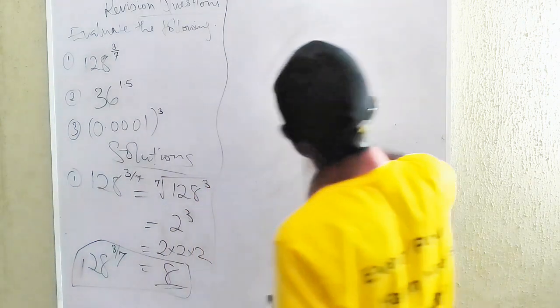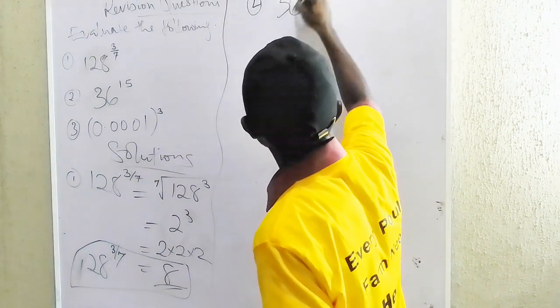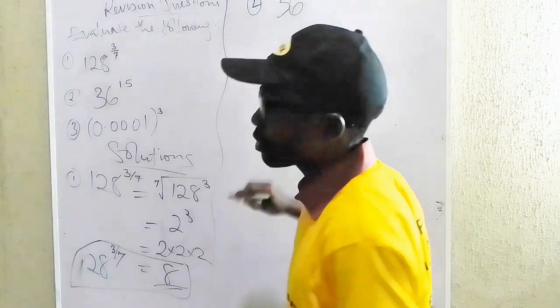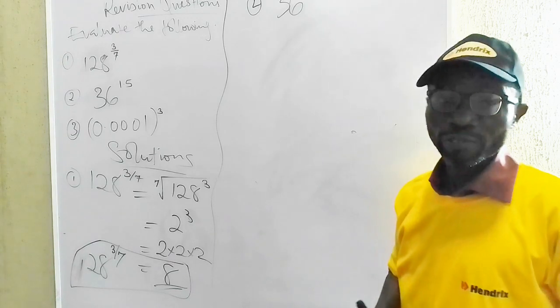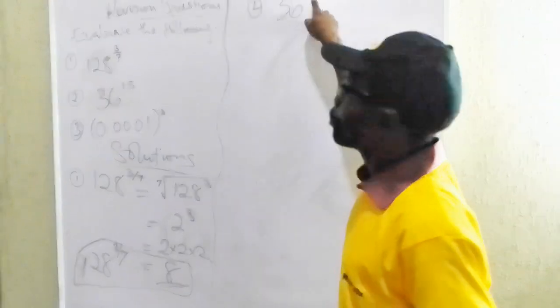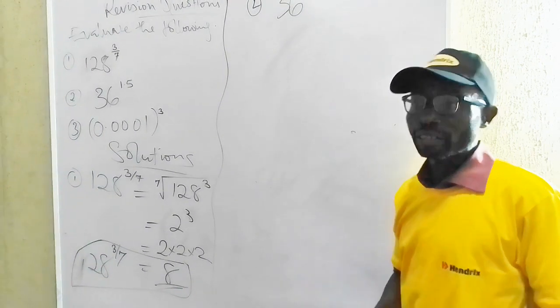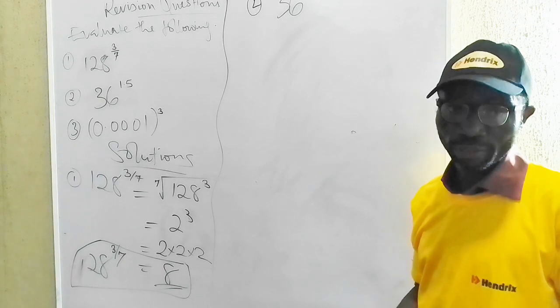Now solving the next, we have number 2, 36 to the power of 1.5. This is a situation where we have a decimal exponent. Decimal fractions can be turned to real fractions. Now we'll turn this to an improper fraction. An improper fraction, you recall, is a fraction where the numerator is bigger than the denominator.